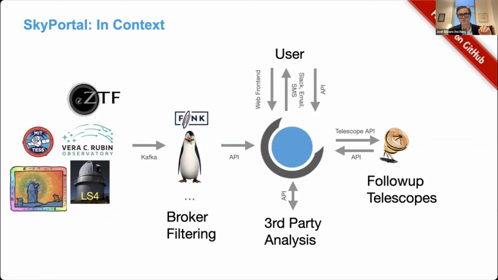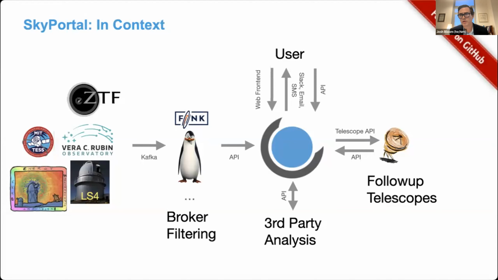So these candidates are found, they are broadcast through Kafka or other streams to brokers. There's a broker that we have a very close connection with called Kowalski, visualized as a penguin here, but other people have been building brokers that can listen to Kafka streams and then speak our API language to essentially upload data into our system via the API, so that there are candidates that users can then see through the front end. They can get notifications if they match certain filters, and the users can, of course, interact back. And then SkyPortal, as I said before, also can interact with these third-party analysis tools, which I'll say more about later.